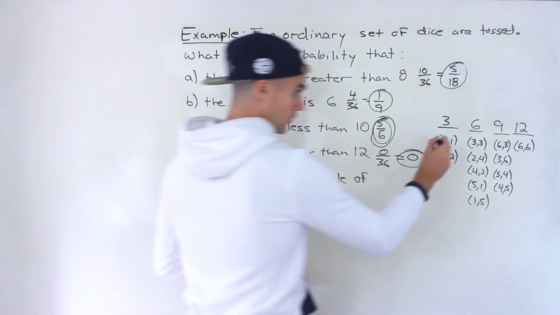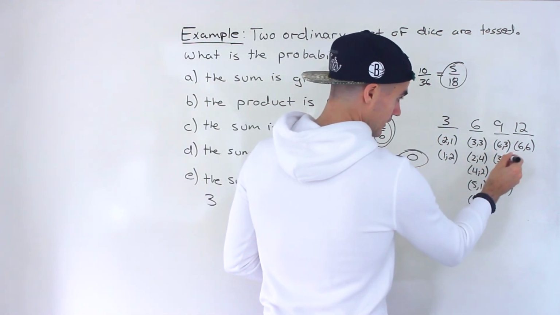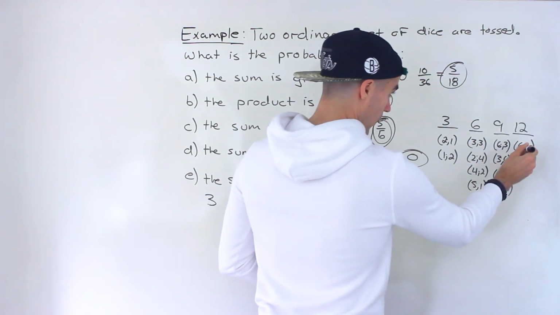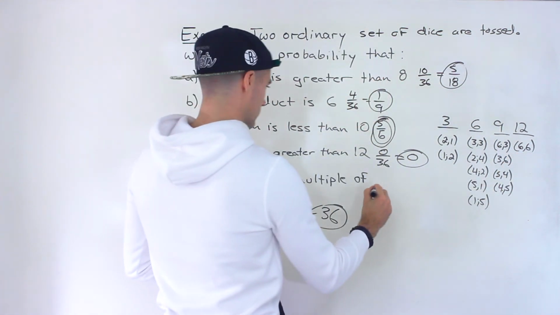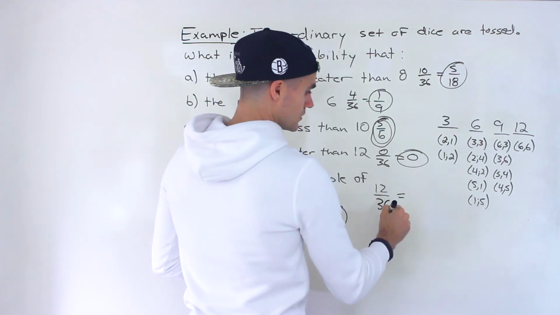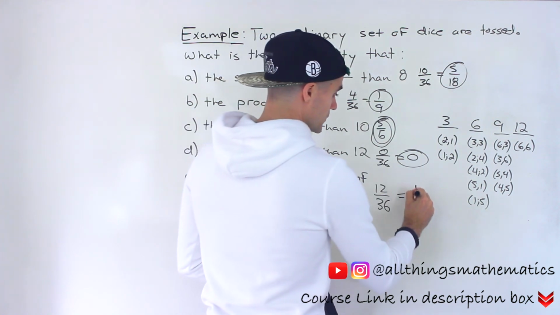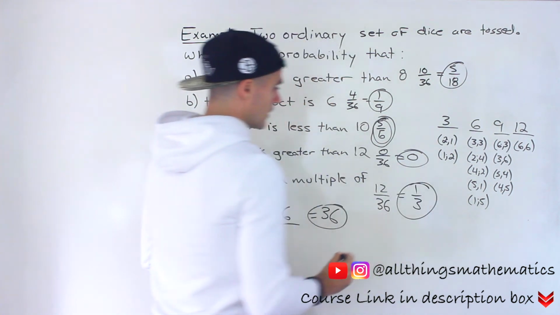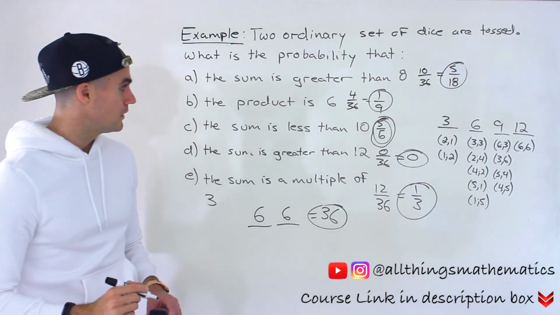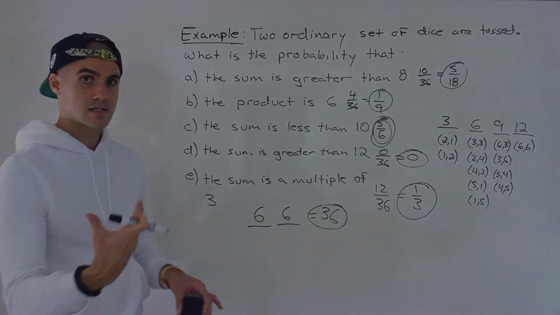So how many are there? 1, 2, 3, 4, 5, 6, 7, 8, 9, 10, 11, 12. So part E would be 12 over 36, and then you could divide both the numerator and denominator by 12, which would give you 1 over 3. Right? So that would be the probability that the sum of these two dice is a multiple of 3.